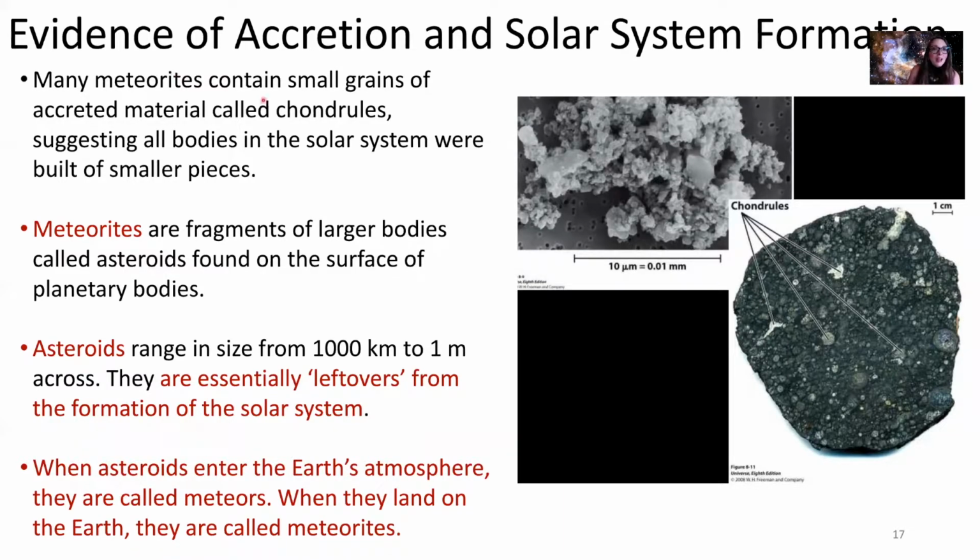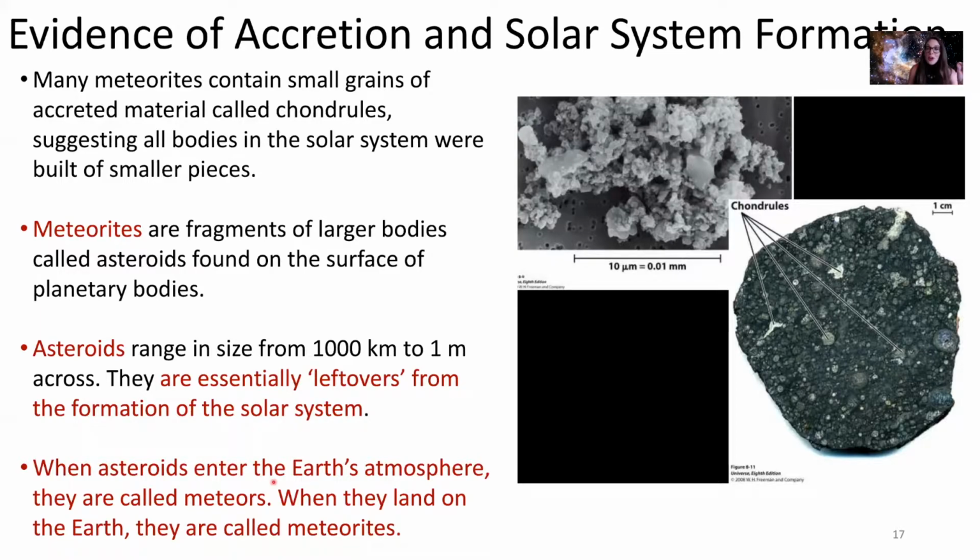So meteorites are fragments of larger bodies called asteroids that are found on the surface of planetary bodies. An asteroid is basically a space rock. It ranges in size from 1,000 kilometers to 1 meter across. These asteroids are essentially leftovers from the formation of our solar system that didn't get to combine in order to create a planet or a moon.